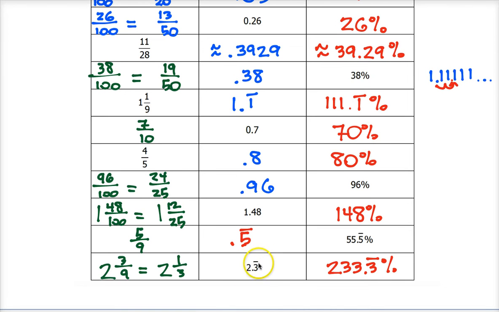2.3 repeating here. So writing that as a fraction, we'd actually use a mixed number. 2 is the whole part, and then 0.3 repeating would be the same as 3 over 9, 3/9, and 3/9 reduces to 1/3. So this is 2 and 1/3 as a mixed number.